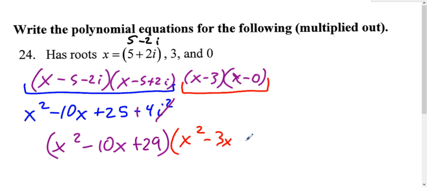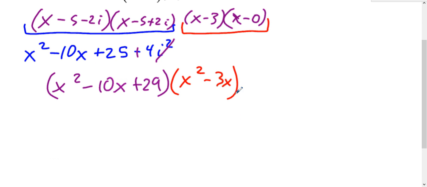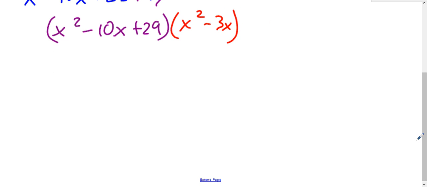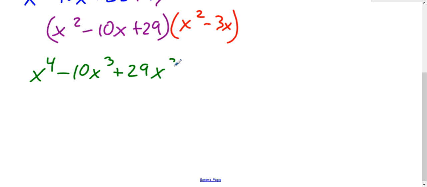which is x squared minus 3x. And multiply those together. So x squared times x squared, x squared times negative 10x, x squared times 29, negative 3x times x squared, negative 3x times negative 10x, and negative 3x times 29.